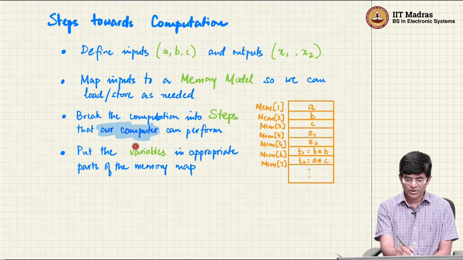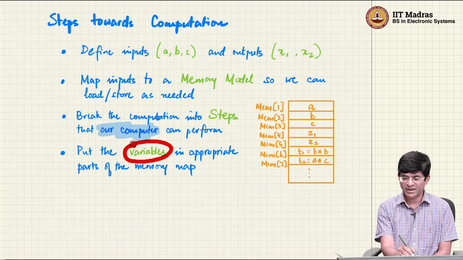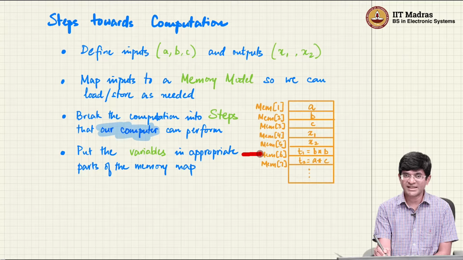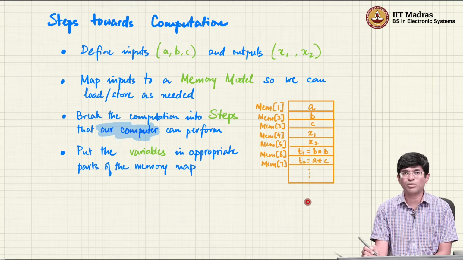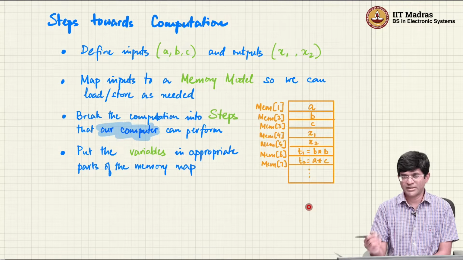Now what I need to do is put these variables once again in appropriate places in the memory map. So for example, I can decide that mem6 is going to be t1, mem7 is going to be t2 and so on. I need to have enough memory in order to perform all these computations that I care about. But once again, where exactly I put them is my choice.